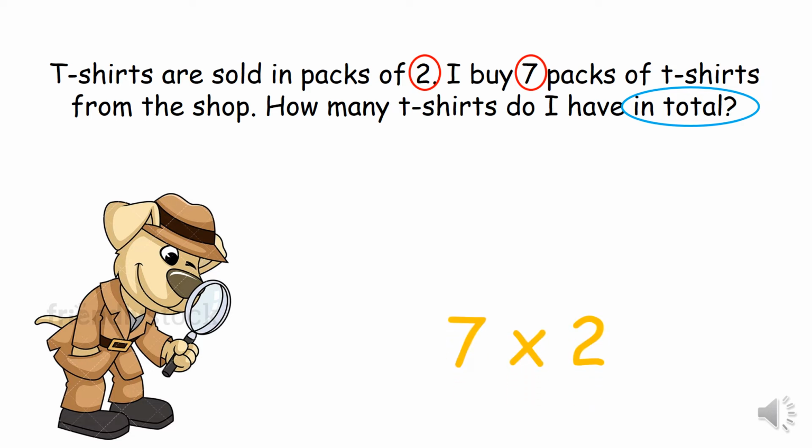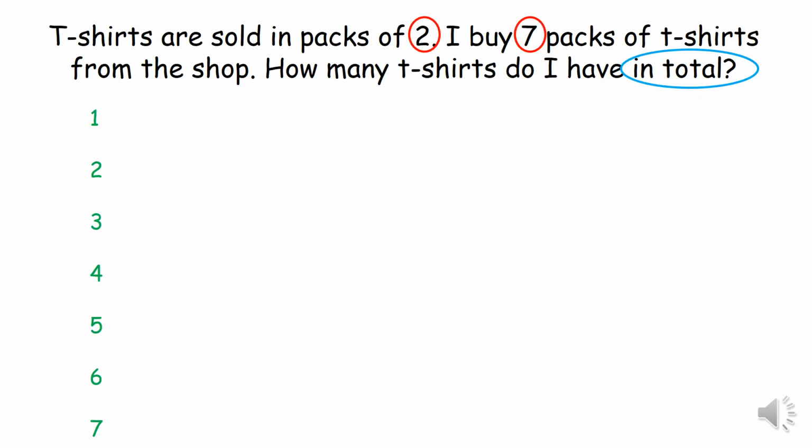So our number sentence says 7 times 2. We could have written 2 times 7 because multiplication is commutative. But because we've been practicing our 2 times table, let's have a go at 7 times 2. Now remember, our T-shirts are sold in packs of 2s, so they're pairs. So we need to make sure we're making equal groups of 2 now. So we need 7 groups with 2 in each group.